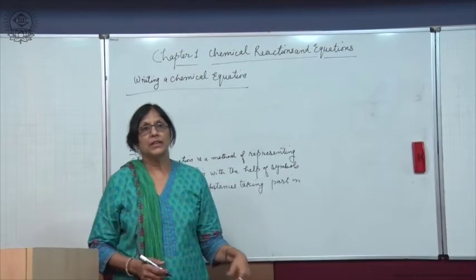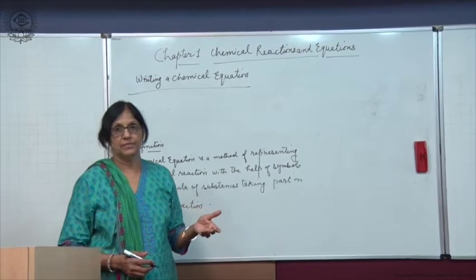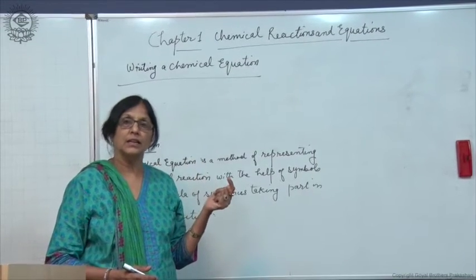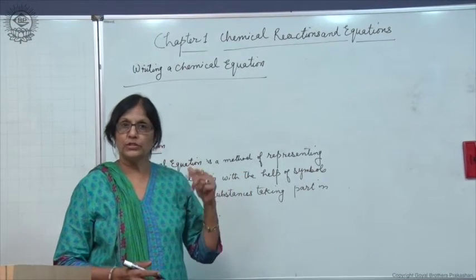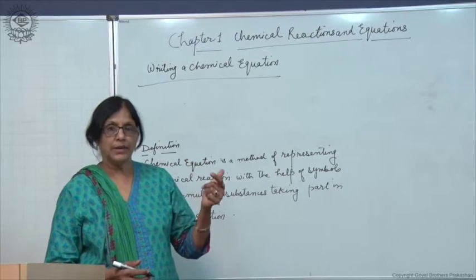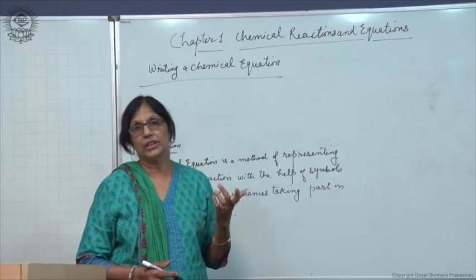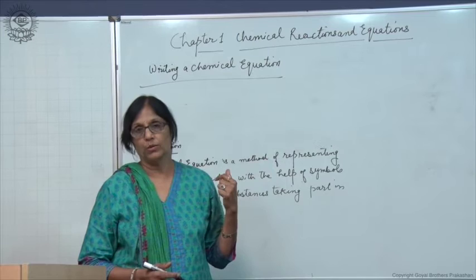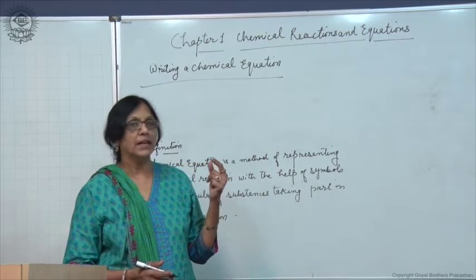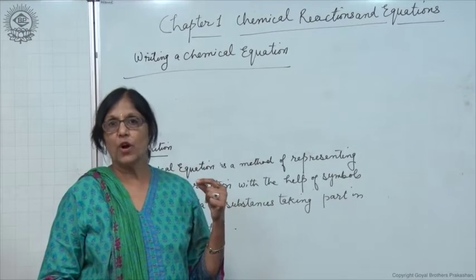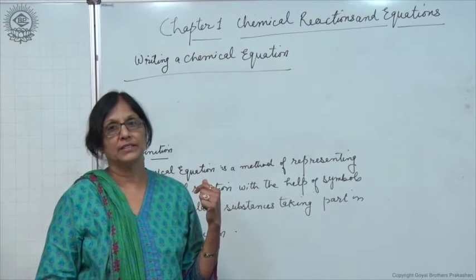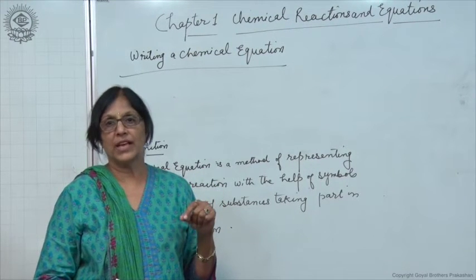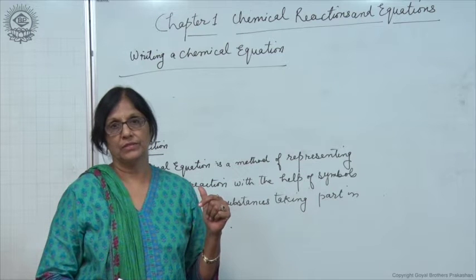A word equation can be represented in a simpler way by writing the symbols and formulae of the substances taking part in the chemical reaction. If you know the symbols of the elements or compounds taking part in the chemical reaction, you can write the chemical equation in a much simpler way. So, let us see how. In the first activity you have seen that magnesium ribbon reacts with the oxygen present in air and forms magnesium oxide. Now, if you know the formulae of magnesium, oxygen and magnesium oxide, you can write the chemical equation, right.